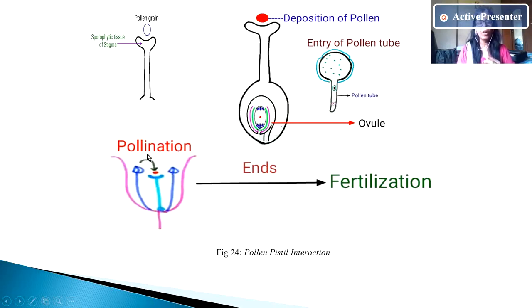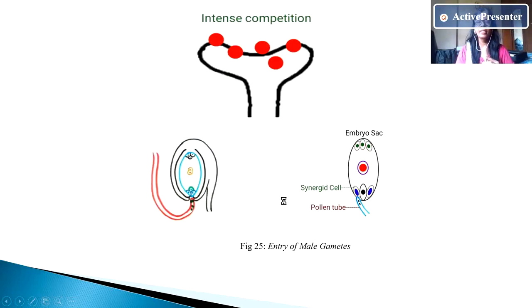Here, the transfer of pollen grains to the stigma or female reproductive structure is known as pollination, and till the end of fertilization, that is pollen-pistil interaction. See here the intense competition. Many pollen grains will come and stick on the stigma, but only one or two pollen grains can germinate. Only one pollen tube can enter through the style and reach the female gametophyte through the micropyle, or through the integuments or the chalaza.